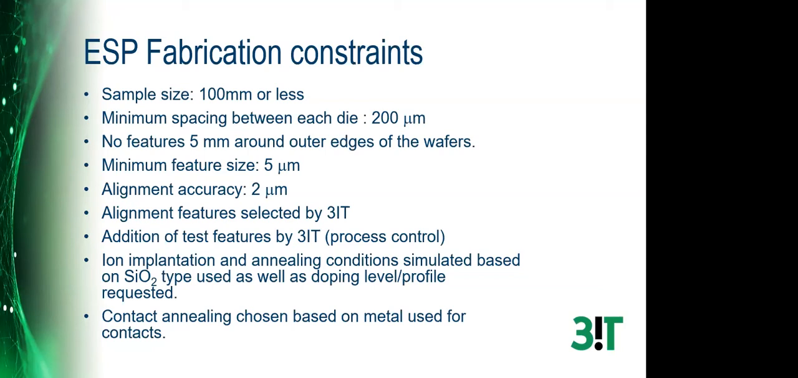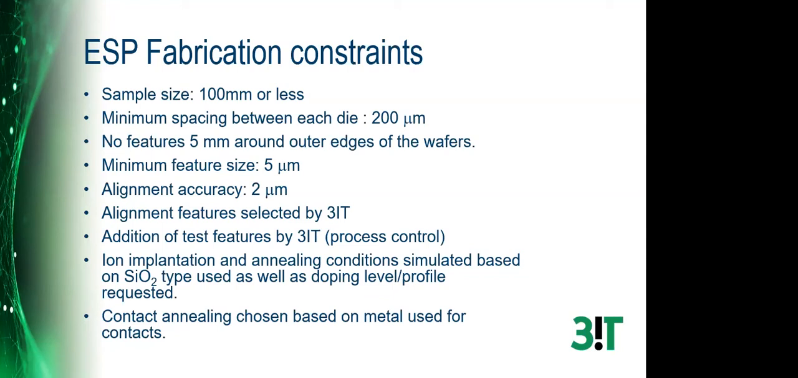Now, the next two constraints are more yield and cost related. Those are a minimum feature size of 5 microns and an alignment accuracy of 2 microns. Why is that? Well, it's typically because when we do something for an external service, it has to work the first time and every time. If not, we will have to repeat, and then the yield will go down and the cost will go up. So we limit ourselves for this platform to 5 microns in feature size and 2 microns of accuracy.